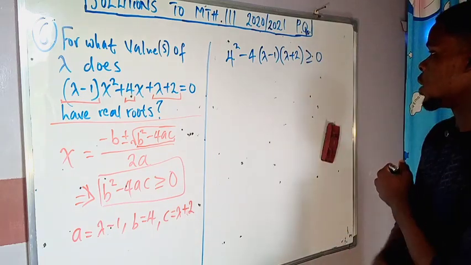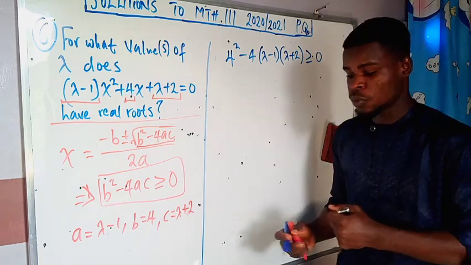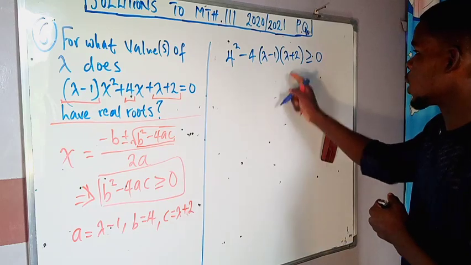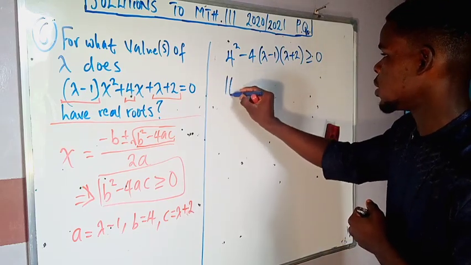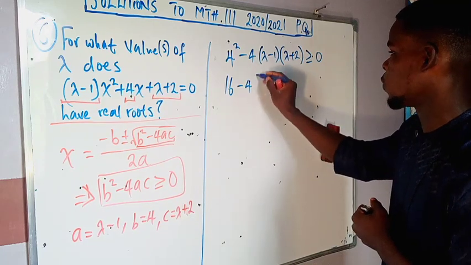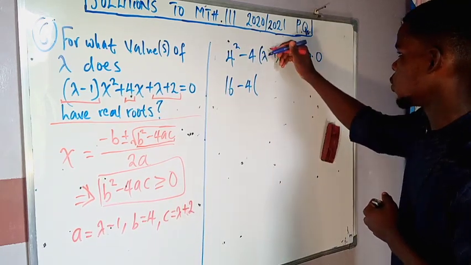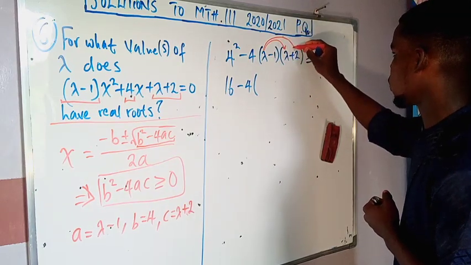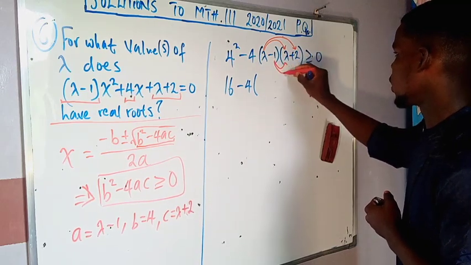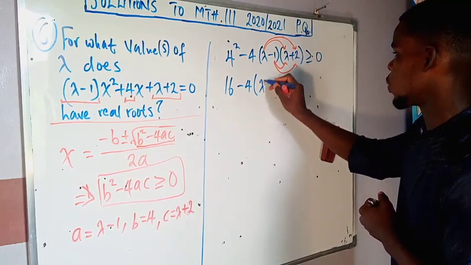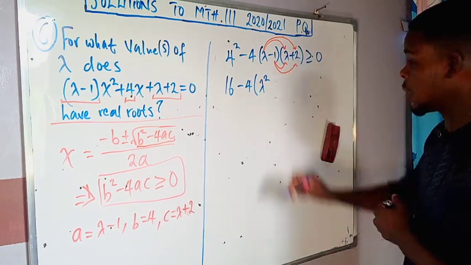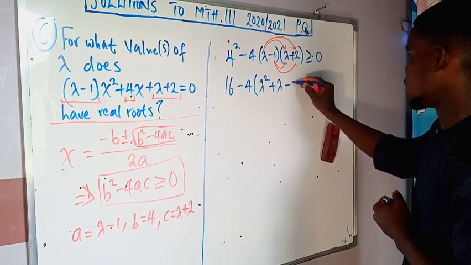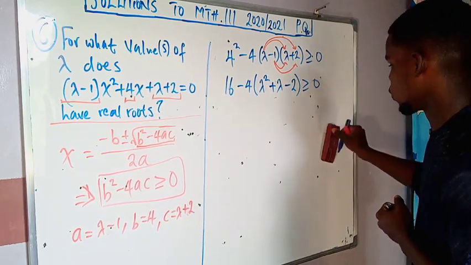Of course, we're going to have 2 values of lambda, which could be repeated, because this right here is going to give us a quadratic. So let's see what we have. I'm just going to expand this. That means we're going to have 16 here, 4 to the power 2 is 16, minus 4 times, when you expand this, lambda times lambda, lambda times positive 2, negative 1 times lambda, and then negative 1 times positive 2. So we have lambda squared plus 2 lambda minus lambda, that is just plus lambda, and then a minus 2 there, and that is greater than or equal to 0.